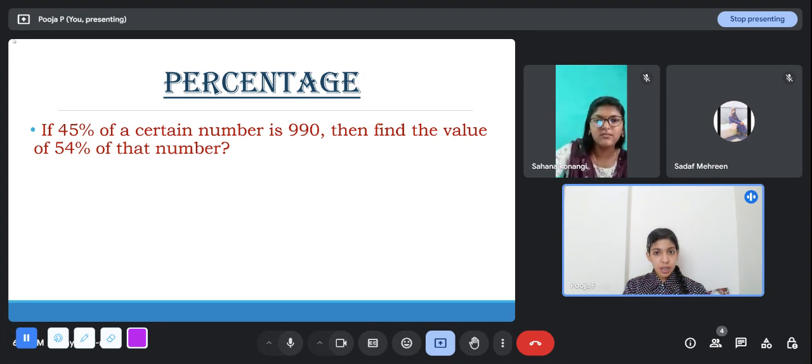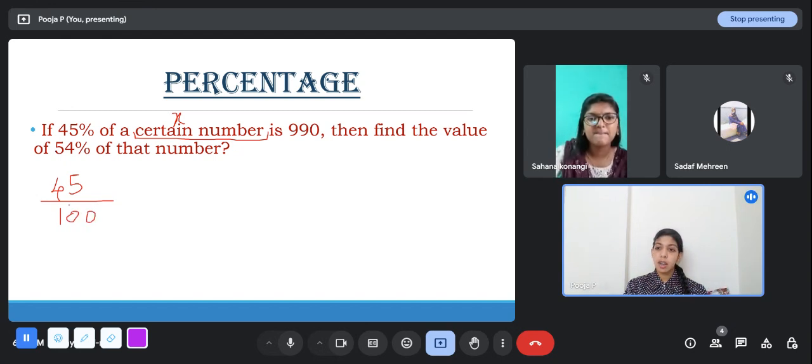If 45% of a certain number is 990, then find the value of 54% of that number. So there is a certain number that is mentioned here, but the number is not given to us. So let's assume it as x. So 45% of that number, or 45% of x, is 990. So 45% can be represented as 45 by 100, because from the definition of percentage, anything which has a denominator of 100 will be called a percentage or percent.